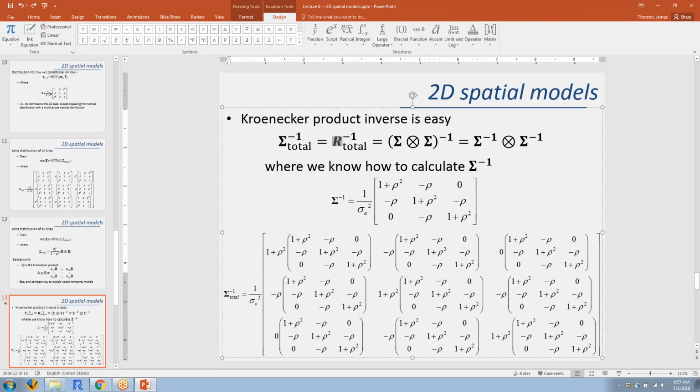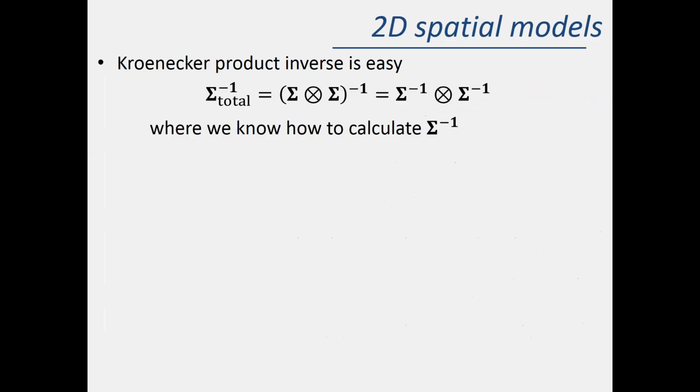I'm not going to mess with the notation on the fly here. I'm sorry. Because that would just be too confusing. So in this case, this is a 9 by 9 matrix, and so inverting it requires a bunch of extra computations, whereas it's much more convenient to invert each of the 3 by 3 matrices individually and then take the Kronecker product.